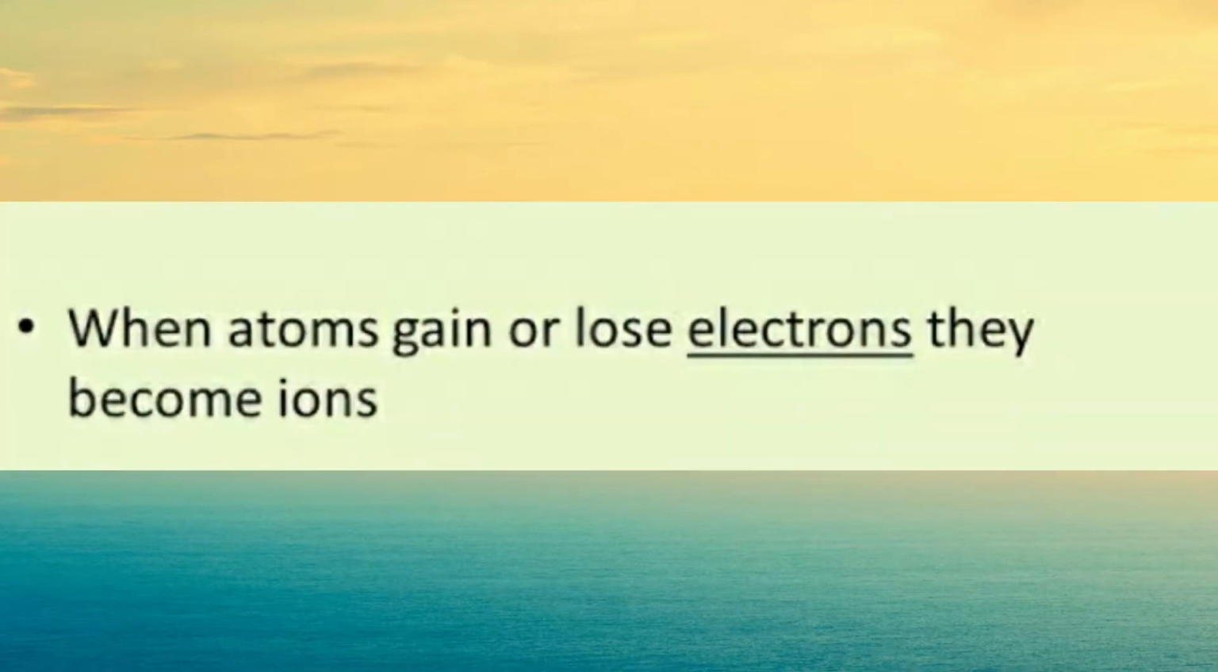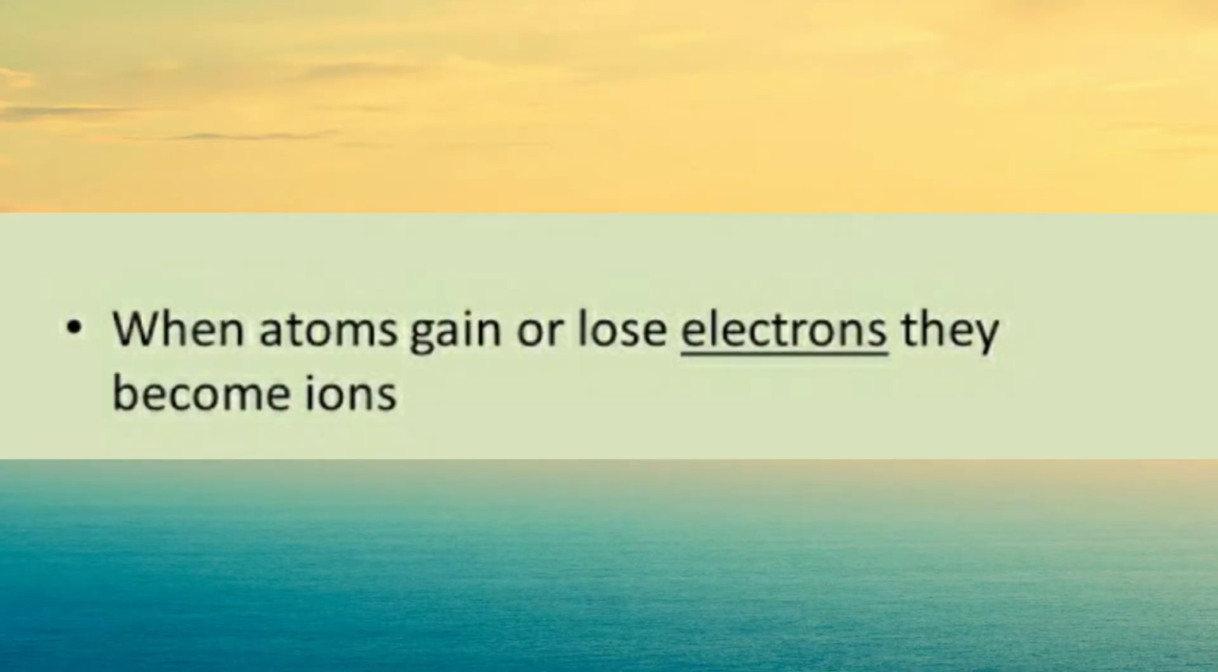Ions are charged particles, children. When an atom loses or gains one or more electrons and acquires a net electrical charge, we call these ions. So ions are charged particles.